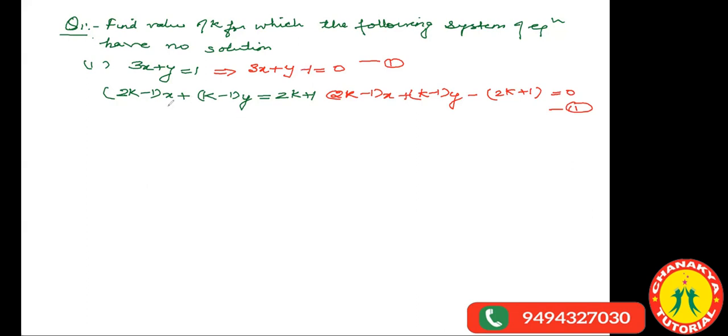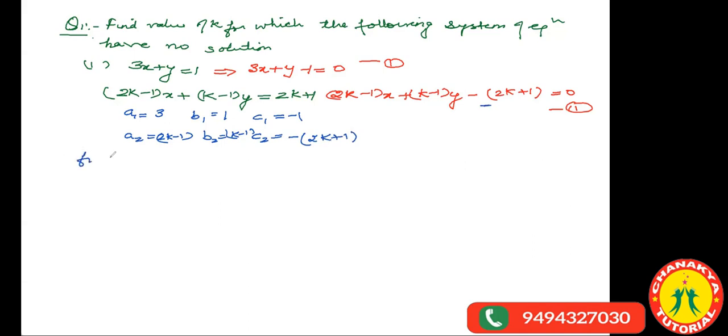Now the next step. Sudhanshu, tell me the values of A1, B1 and C1. A1 is equal to 3, B1 is equal to 1, C1 is equal to minus 1. Yes, very good. Now next is Meher. Ma'am, A2 is 2k minus 1. Yes, 2k minus 1. B2 is? k minus 1. Yes, and C2 is? 2k plus 1. Minus 2k plus 1, because you have to take care of the sign also.